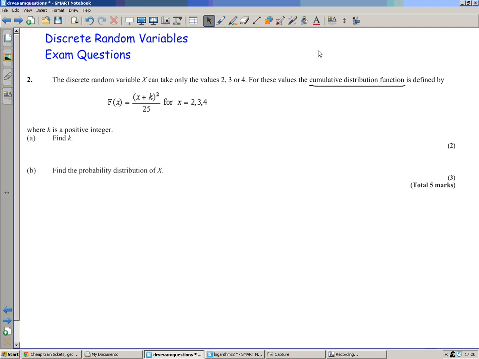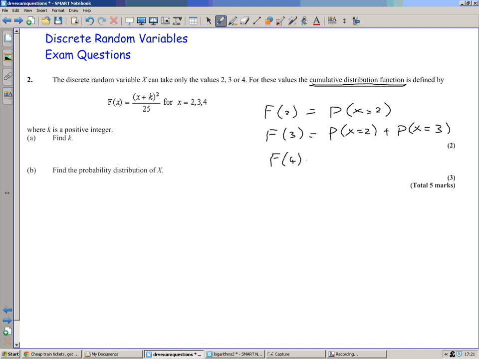So the second question in our series of discrete random variable questions is about the cumulative distribution function here. A cumulative means essentially that it will give us the values of all the ones added up from before. So for example, F2 will give us the probability that x equals 2. But F3 will give us the probability that x equals 2 plus the probability that x equals 3. And F4 will give us a probability of all of them.